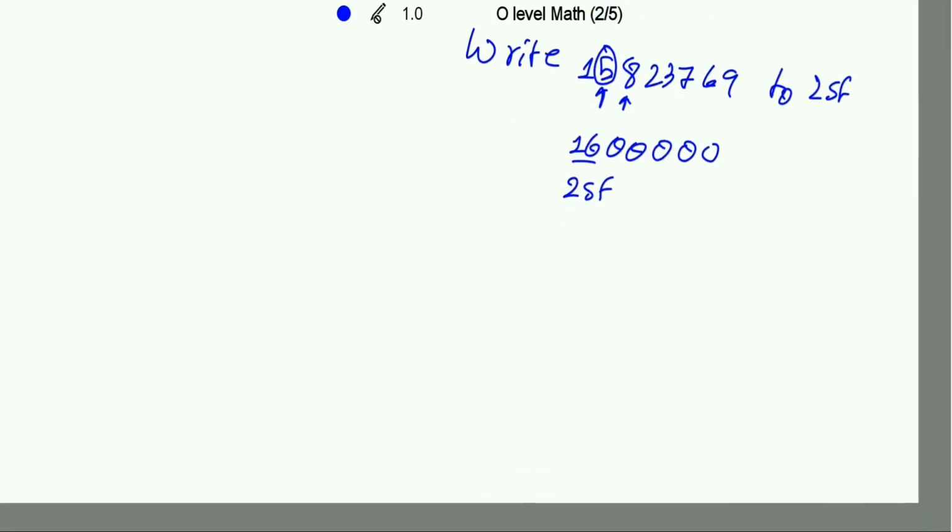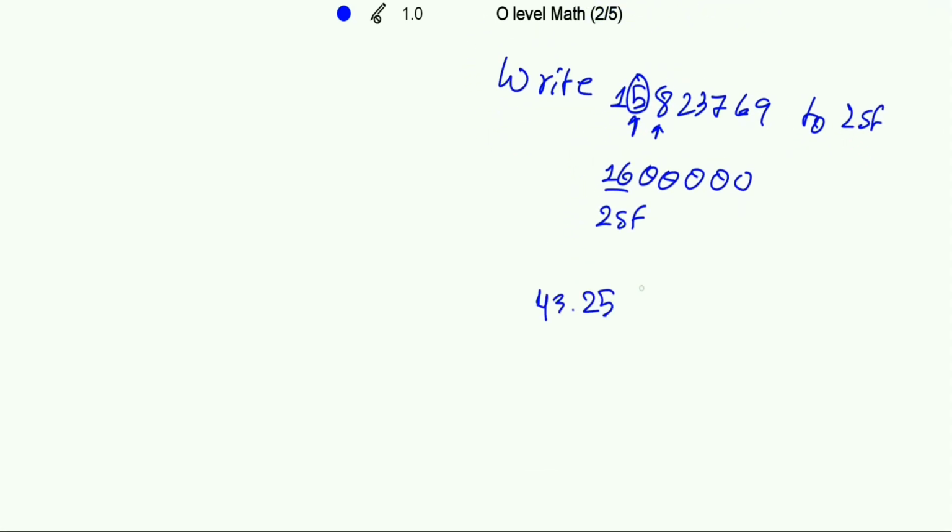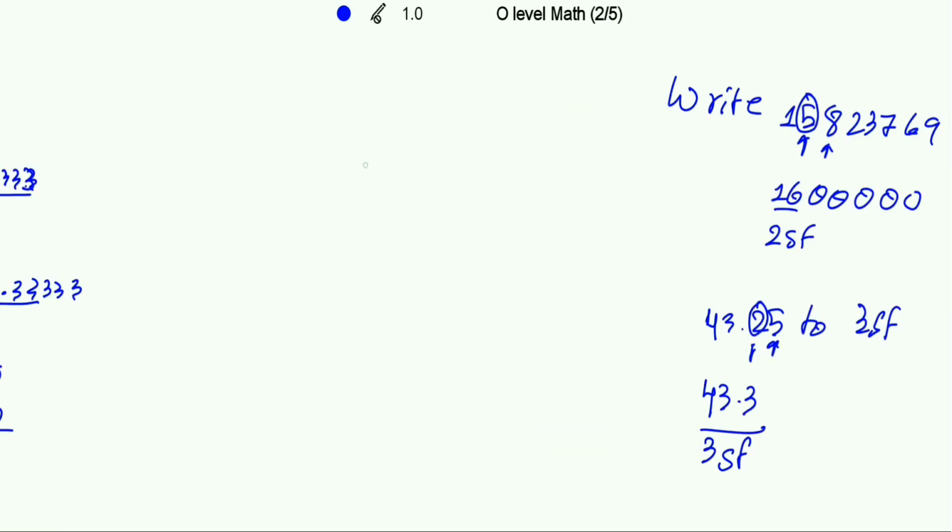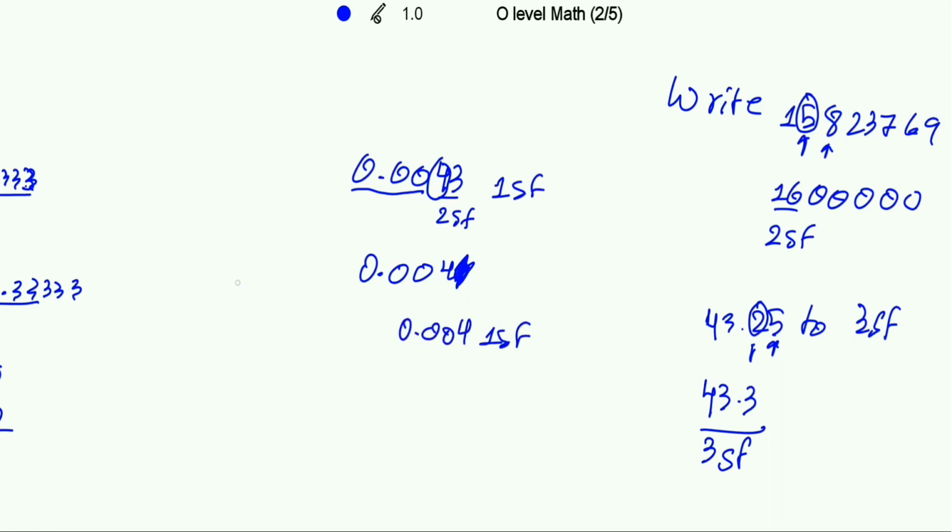Okay, let's say that you have been given the number 43.25, and we need to do this to 3 significant figures. We're going to round at this digit and look at the next number, which is greater than or equal to 5. So it's going to be 43.3, which is 3 significant figures. But if the number is 0.0043 and we need to convert this to 1 significant figure, you can see that these leading zeros are not counted. We count these as 2 significant figures, so we're going to round at this digit. So it's going to be 0.0040. We write the 0 in here because it would be considered as 2 significant figures. So 0.004 is 1 significant figure.